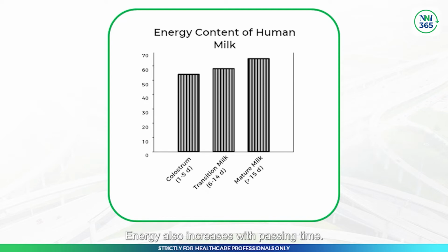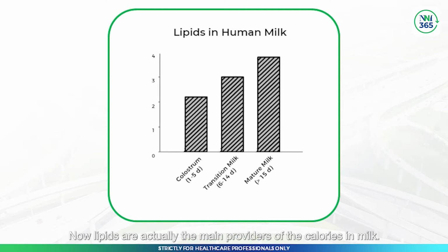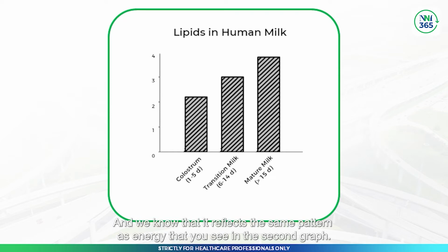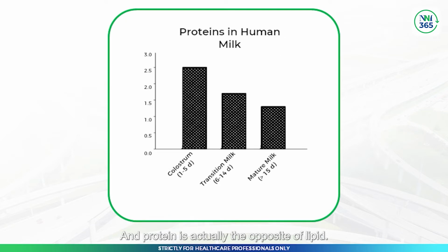Energy also increases with passing time. Now, lipids are actually the main providers of the calories in milk. And we know that it reflects the same pattern as energy that you see in the second graph. And protein is actually the opposite of lipids.